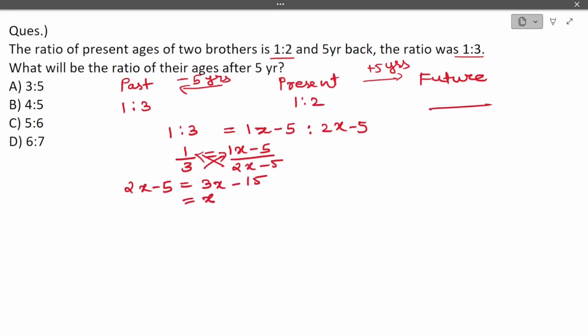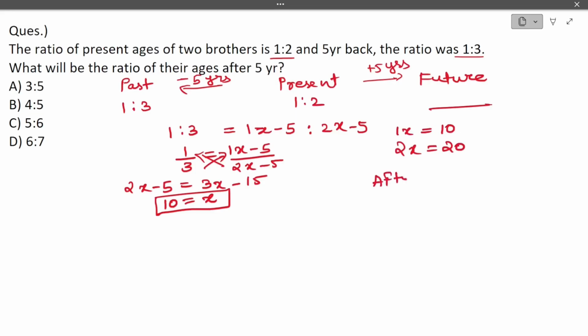3x minus 2x is x, and then 15 will go there. So 15 minus 5 is what? 10. So the x value we have got is 10. Now based on the x value, we can calculate the present ages. The present ages will be 1x, which is 10, and 2x, which is 2 into 10, which is 20. So the present ages are 10 and 20.